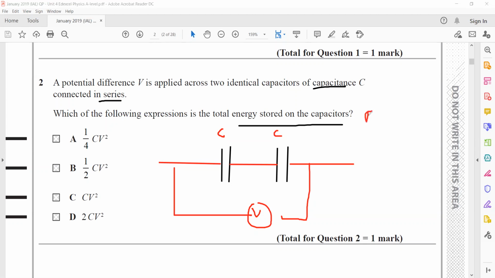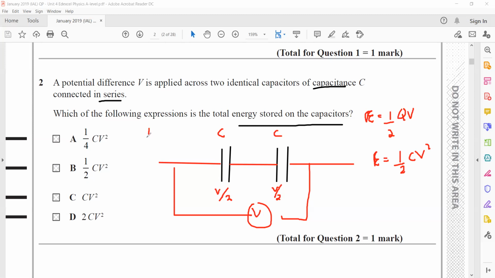The energy stored in a capacitor is half Q into V. But in this question, the charge Q is not given, only V we have. In terms of capacitance, Q equals CV. If I substitute CV in place of Q, it becomes half CV square. As the total voltage is V and they are connected in series, what will be the voltage across the first capacitor? It's V by 2, and the voltage across the second capacitor is also V by 2, because the total voltage will divide.